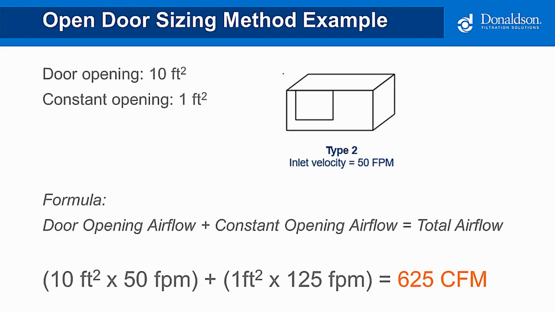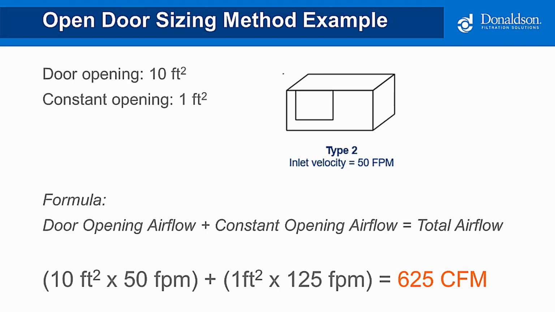Let's say we have a machine center that has a door opening of 10 square foot, and the door type for this machine center is a type 2 door. The enclosure is very good, and the only constant opening we have is that chip conveyor that has a 1 square foot opening at the discharge. So I'm going to take the area of that door opening, which is 10 square foot, and multiply it by the recommended intake velocity of 50 feet per minute for a type 2 door, and this will give me the value of 500 CFM.